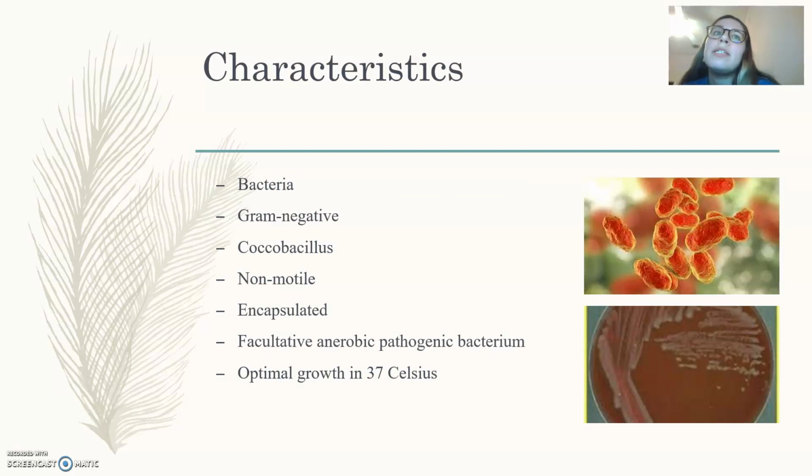So characteristics of this bacterium: it is a bacteria, not a virus. It is gram-negative. It is coccobacillus. It is non-motile. It is very small, measuring 1 micrometer by 0.3 micrometers. It is encapsulated by a polysaccharide capsule, which in part helps protect the bacteria from the human body and from antibiotics. It is a facultative anaerobic pathogenic bacterium, and it survives best at 37 degrees Celsius. Human beings are the only known carriers of this bacteria, and there is no known reason why that is the case.